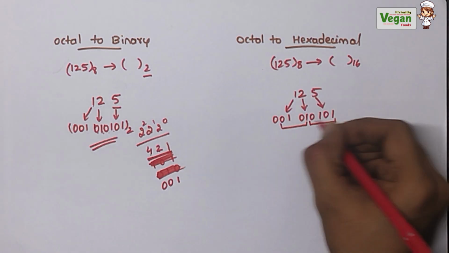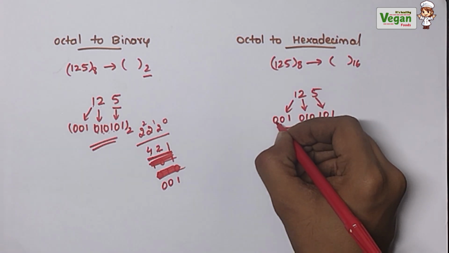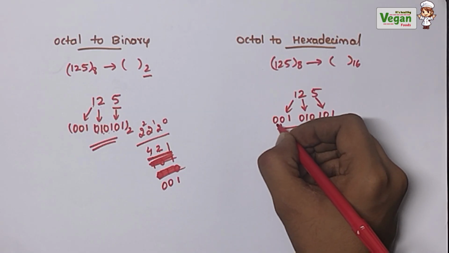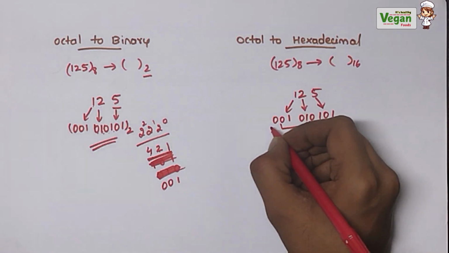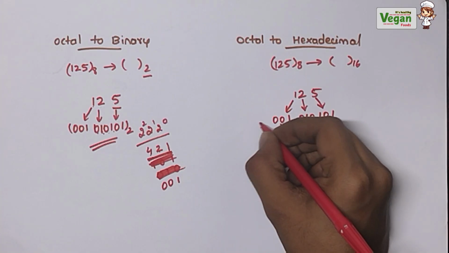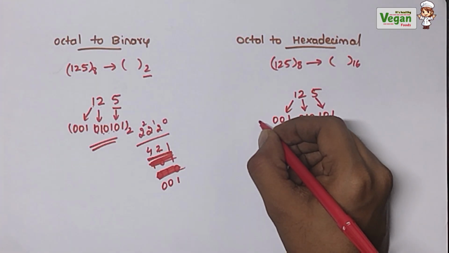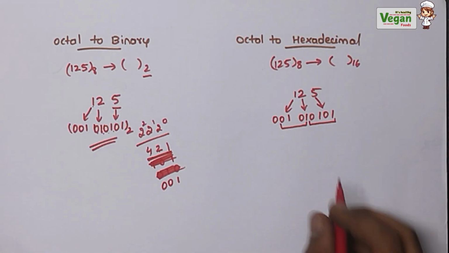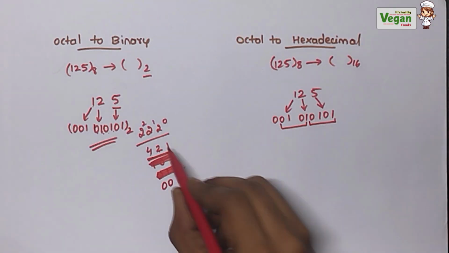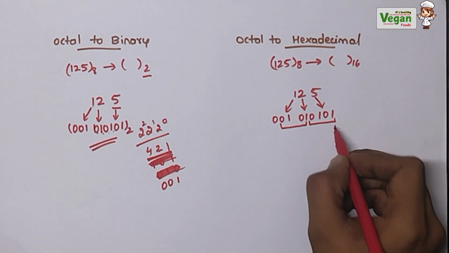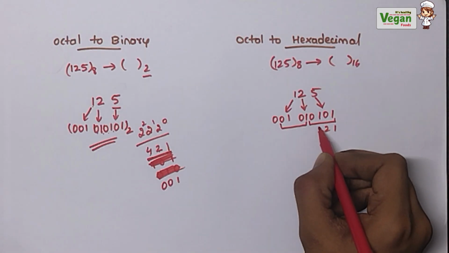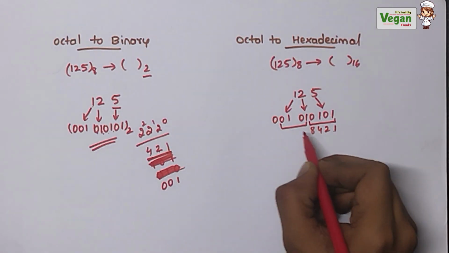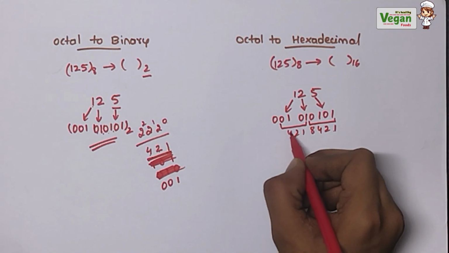This is one group of 4, and this is another group of 4. This is 0, so we cannot consider it further. If it was 1, we could have considered another 3 zeros to the left hand side and made another group. So only 2 groups are there, right? 2 power 0 is 1, 2 power 1 is 2, then 4, 8. So 1, 2, 4, 8, again 1, 2, 4, 8.